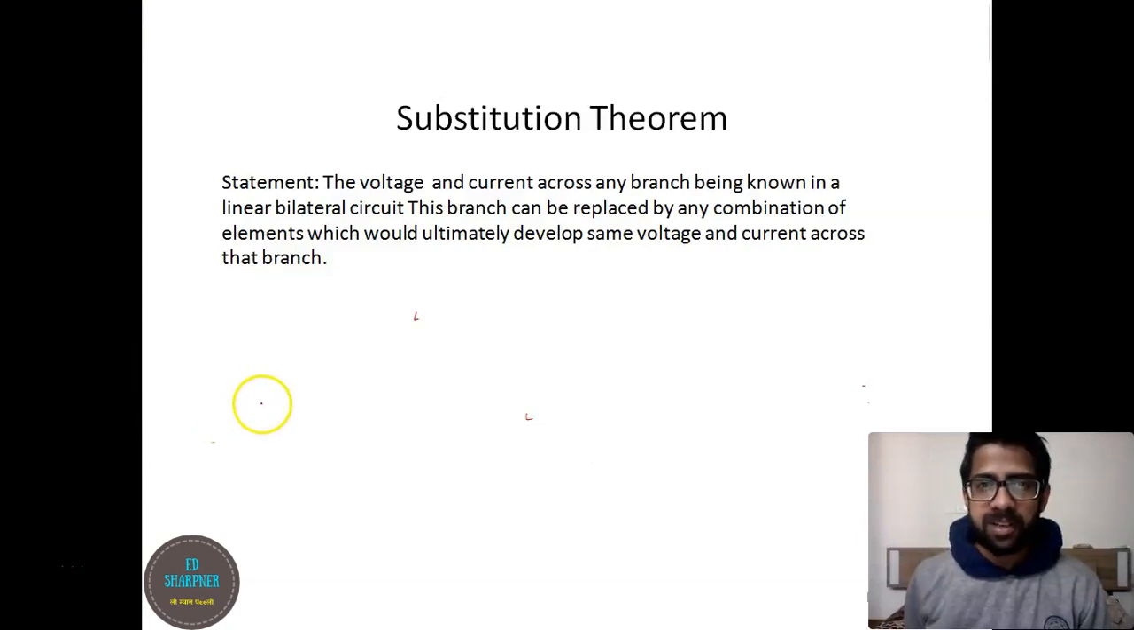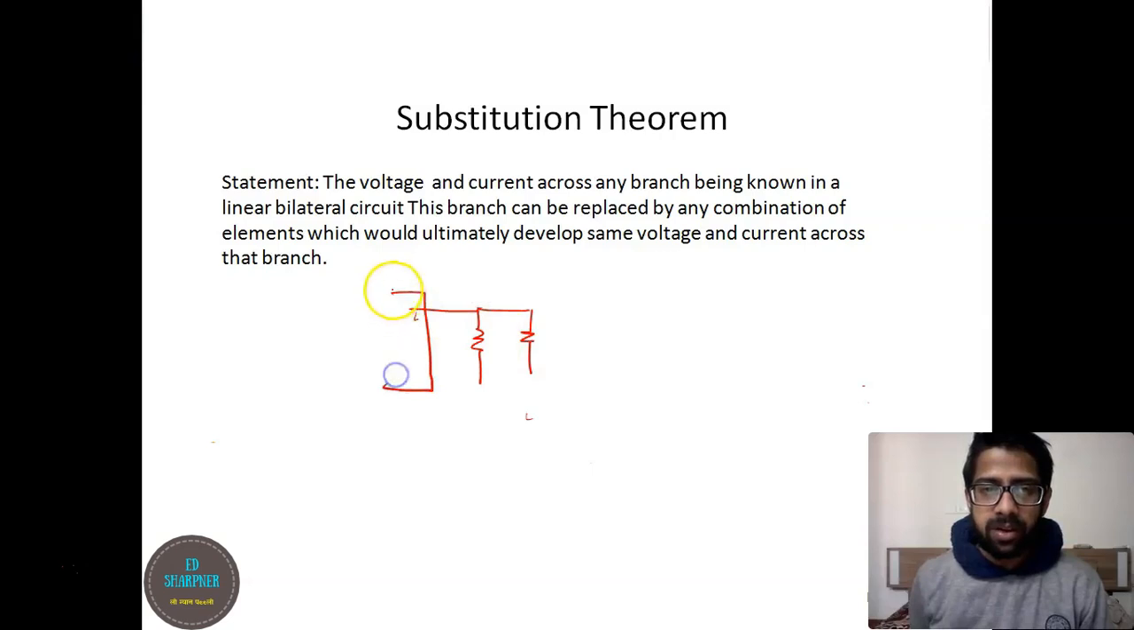What is the substitution theorem? The formal statement is: the voltage and current across any branch in a particular circuit, if you know them, in a linear bilateral circuit, this branch can be replaced by any combination of elements which would ultimately develop the same voltage and current across that branch. So I can simply assume a particular network, say this is the network for me.